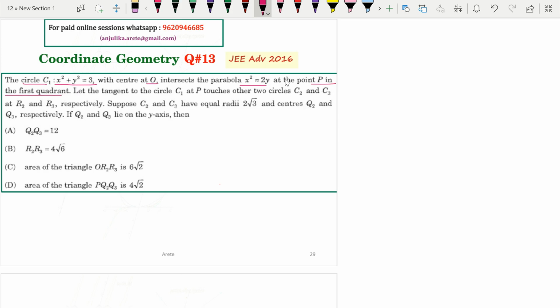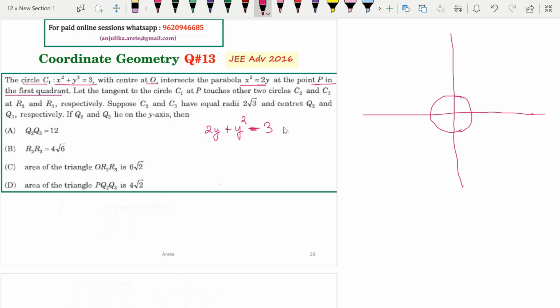So let's have the circle and also the point quickly. So this is a small circle with radius root 3. And can we get that point P, the intersection of this circle and the parabola? X square is 2y. So instead of x square, I'm going to write 2y. Okay. Can you solve this?